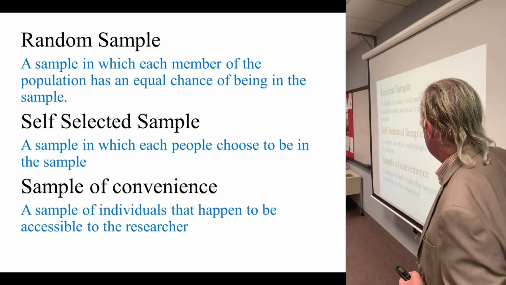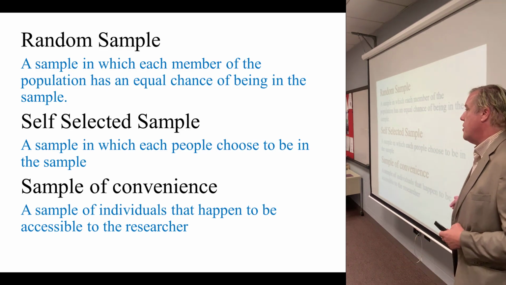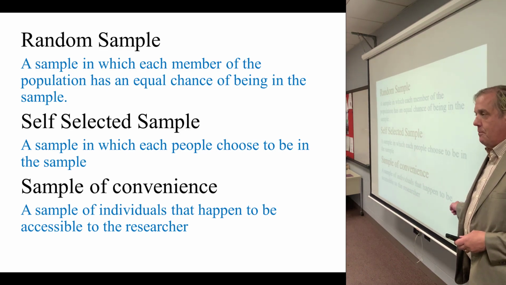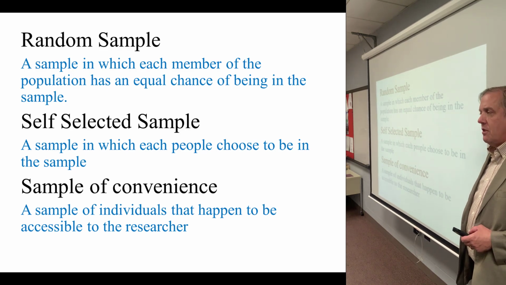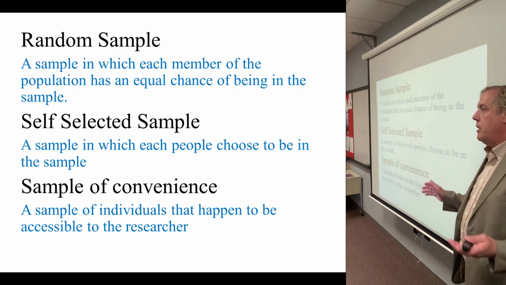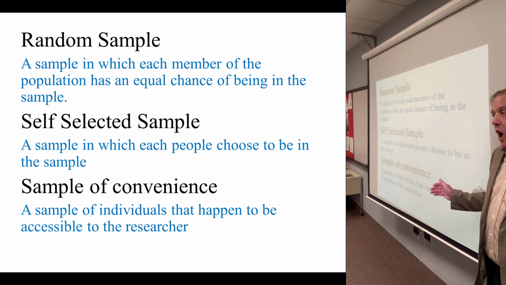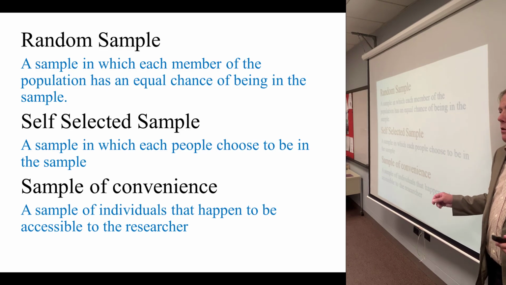Okay. Sample of convenience. This is a sample of individuals that happen to be accessible to the researcher. This is the most common kind of sampling in psychology. Most psych tests, and things have probably changed in the internet era, but for the longest time, most psychological testing was conducted on freshmen in intro to psych classes because they were accessible to the experimenter. Notice that freshmen in intro to psych classes are not representative of the overall population. They are young people, 18 to 22, generally from wealthier backgrounds.